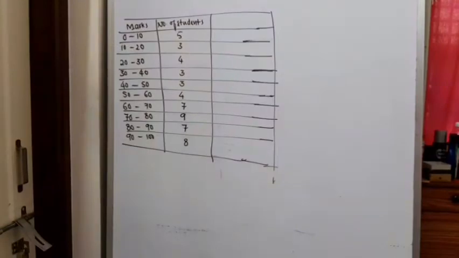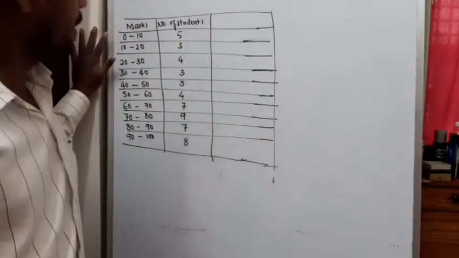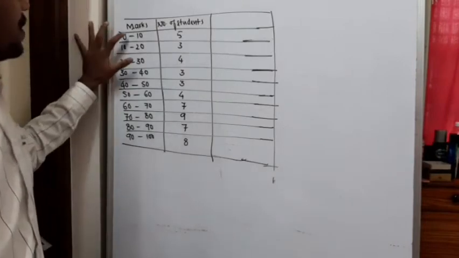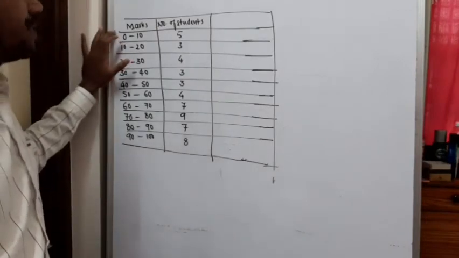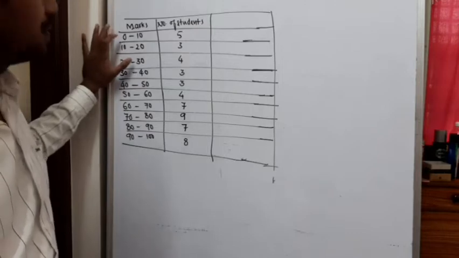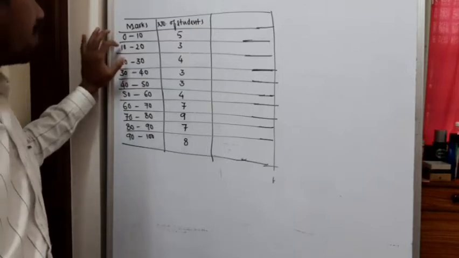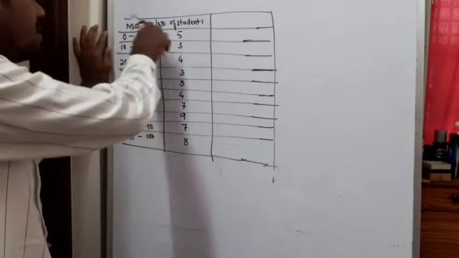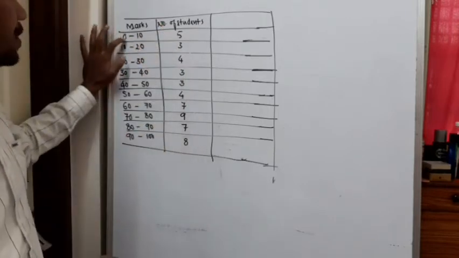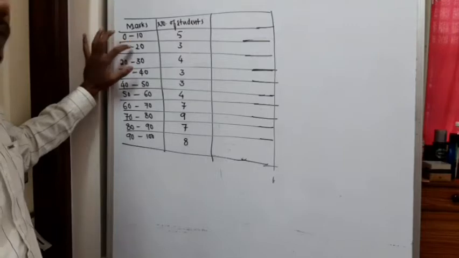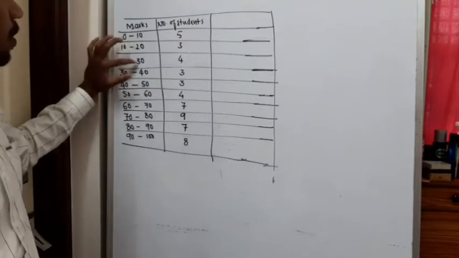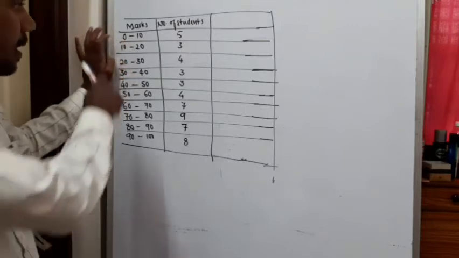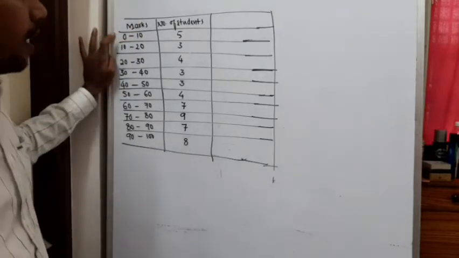Now, I have taken one example wherein it is grouped data. See, 0 to 10, 10 to 20. 5 students have obtained marks between 0 to 10 and 3 students have obtained marks between 10 to 20, and the class interval is continuous. 0 to 10 and 10 is followed after, then 10 to 20, 20 to 30, and it is a continuous class interval. I need not alter it.